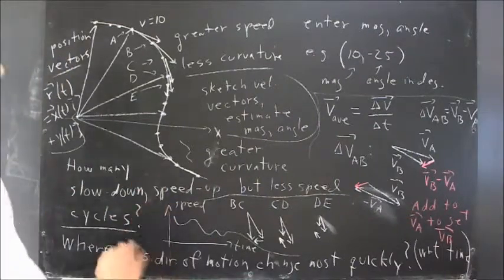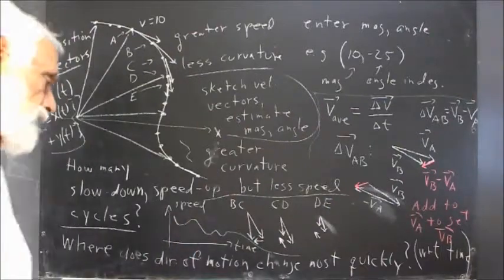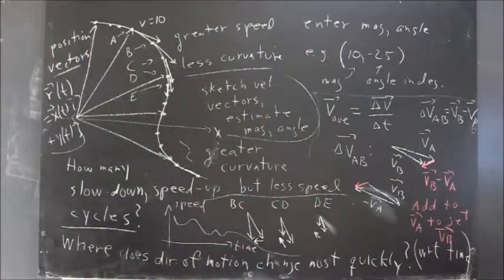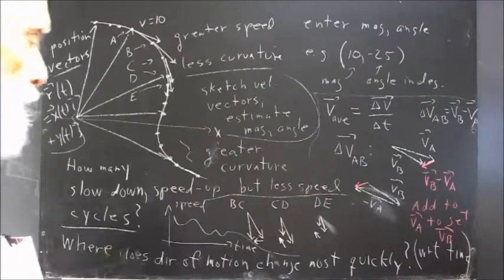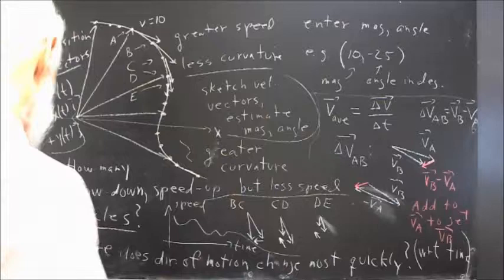If you were to graph speed versus time, the graph might look something like this. And that's just a very approximate graph. It doesn't even have the required number. I guess it does. Slows down, speeds up, slows down, speeds up, slows down, speeds up.